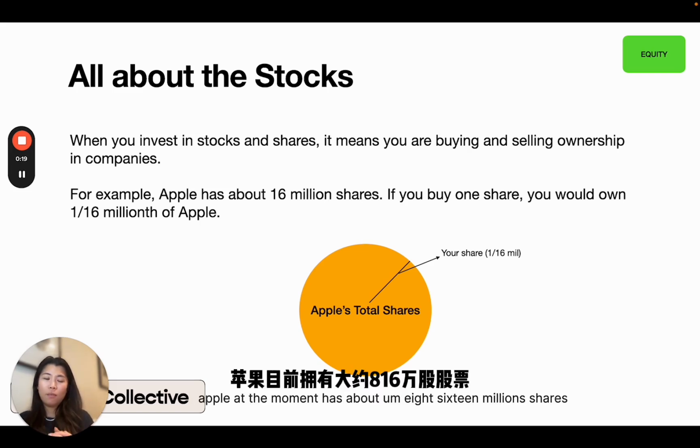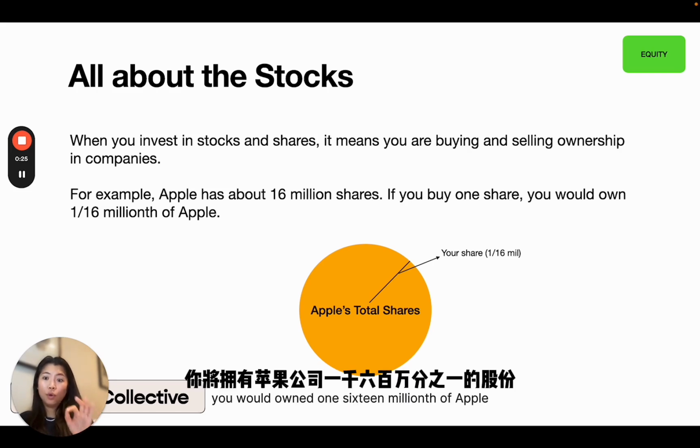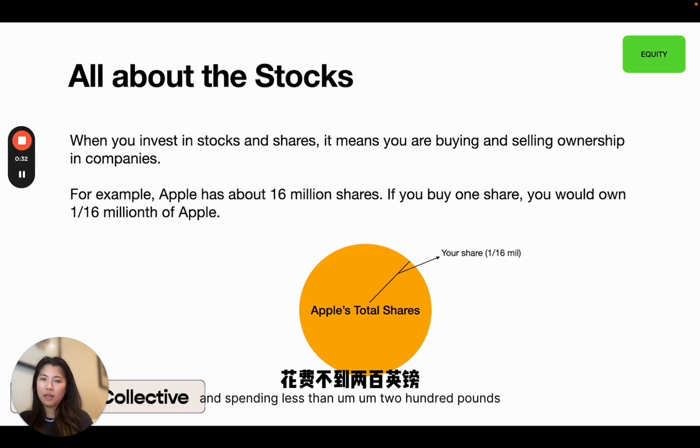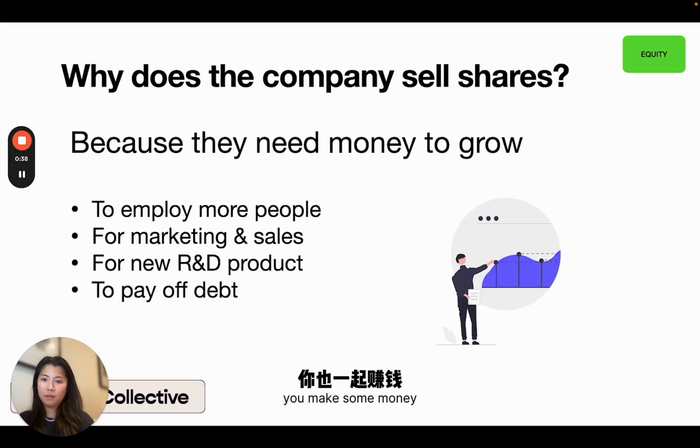For example, Apple at the moment has about 16 million shares. If you buy one share of Apple, you would own 1/16 millionth of Apple. How cool, a tech company, and spending less than £200, you own some ownership over this cool company. And as they grow, you make some money.